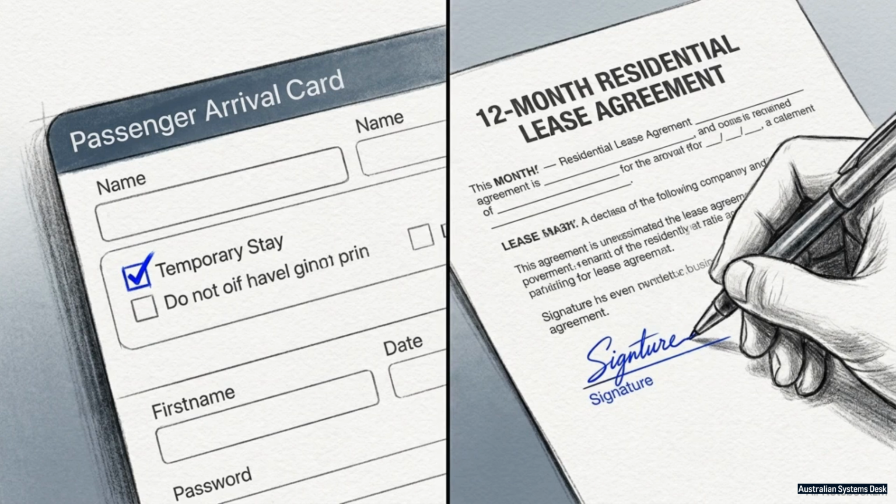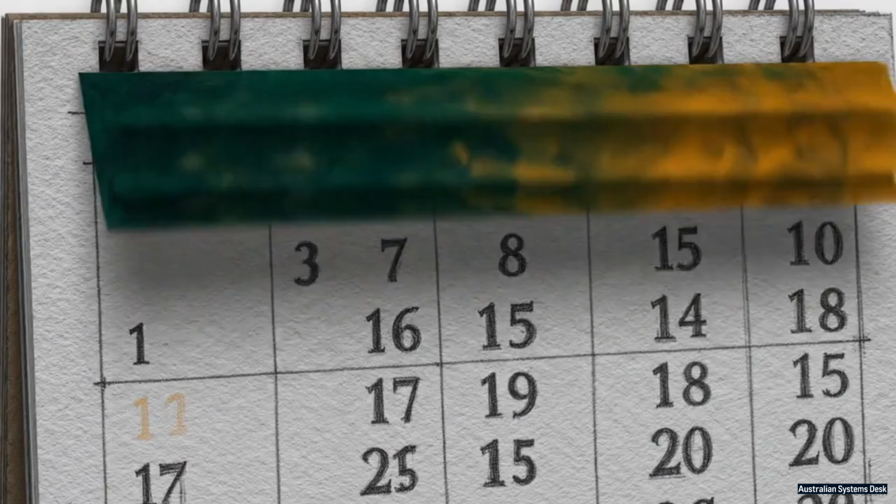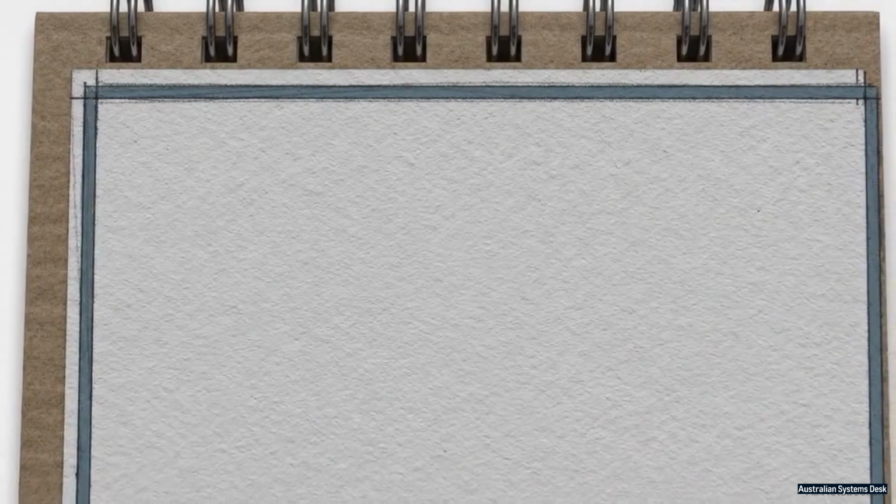If your stated intentions conflict with your actual behavior, the ATO will prioritize your physical conduct. Ultimately, tax residency is about your behavioral center of gravity, not just your administrative status. Many people believe that spending 183 days in Australia makes them an automatic tax resident. This is a significant misunderstanding of the law.